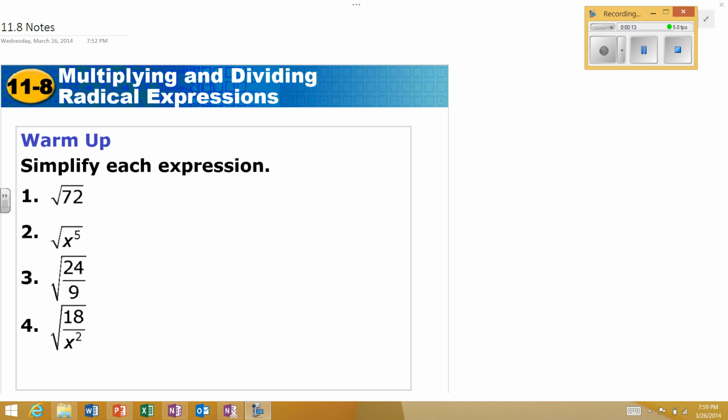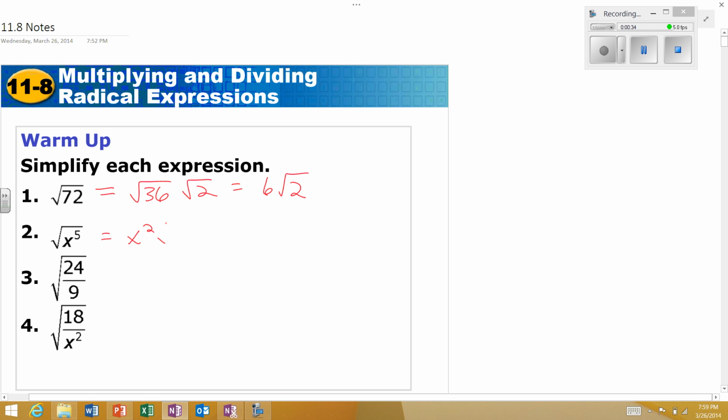Okay, so again, when we look at 72, we want to figure out what's the biggest perfect square that can go into 72, and that is 36, and it goes in 2 times, so we can simplify this to 6 radical 2. For x to the 5th, the most groups of 2 that we can pull out are 2 groups of 2, with a single radical x left.